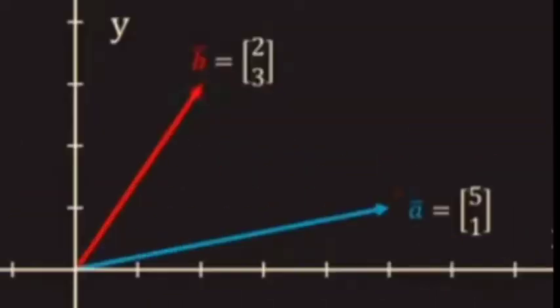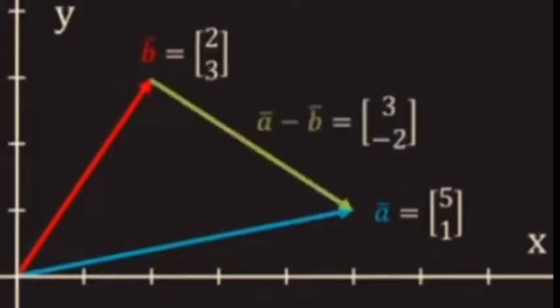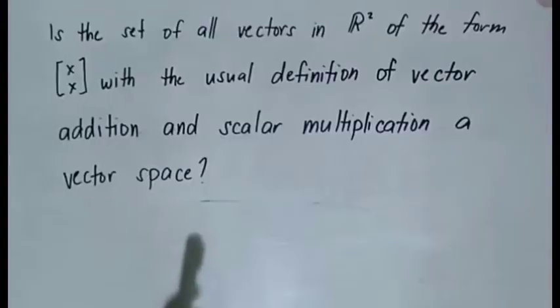So same with subtraction. If we're going to subtract that, so 5, 1 minus 2, 3 is 3, negative 2. So the location now of the difference of the vector from its head, that is 3 units to the right, and the tail is 3 units from its head. So that is 3, 2. So let us have an example.